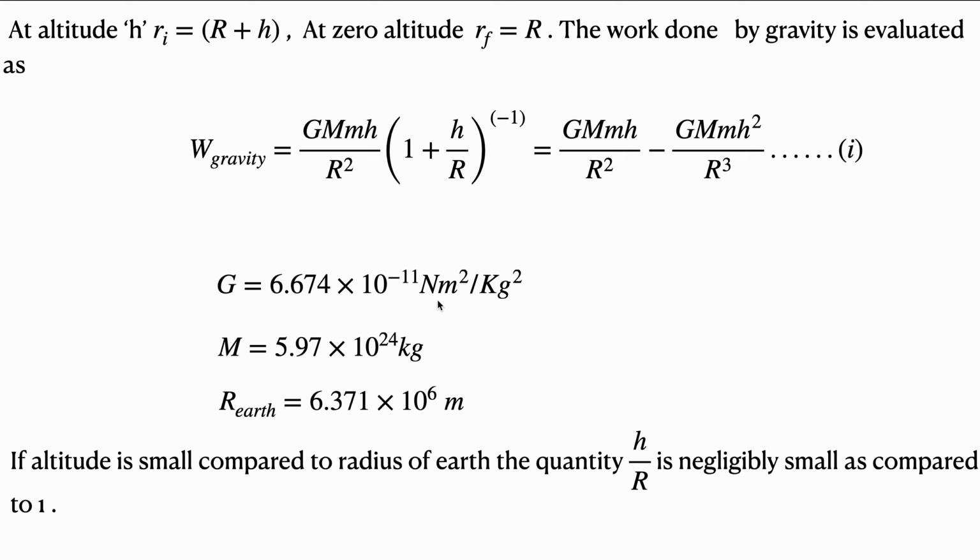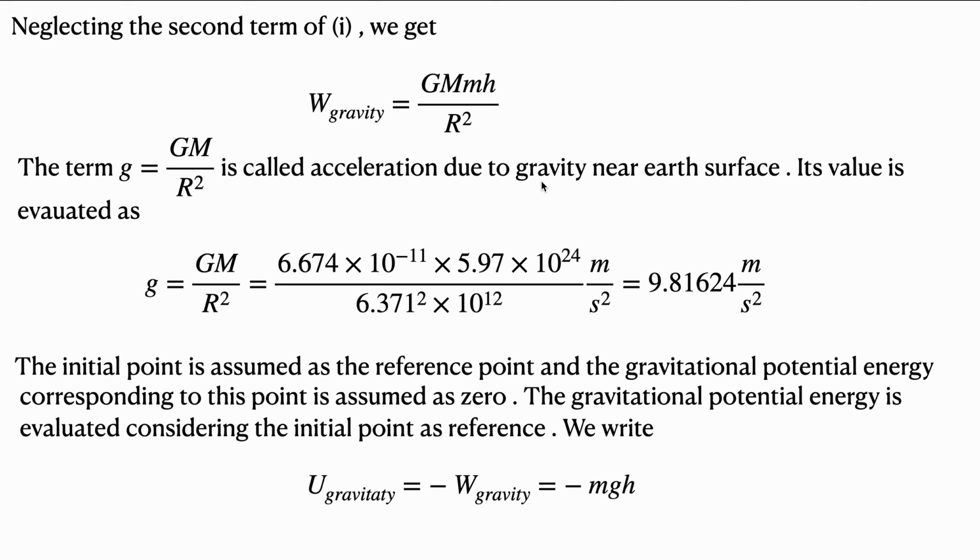The value of G is 6.674 multiplied by 10 to the power minus 11 N m square per kg square, the mass of earth is 5.97 times 10 to the power 24 kg, and the radius of earth is 6.371 multiplied by 10 to the 6 meter. If you put these values in, the term h by R can be neglected if h is very small compared to R. So if you neglect the term h by R with respect to 1, we will get the work done by gravity as G M m h divided by R square.